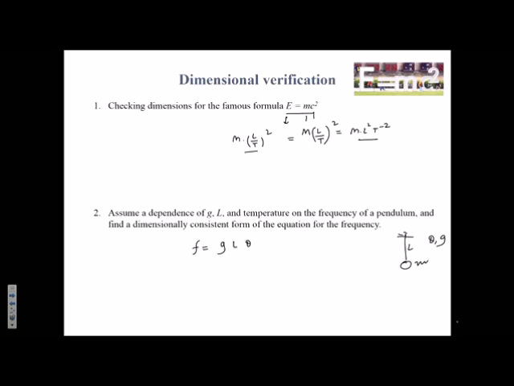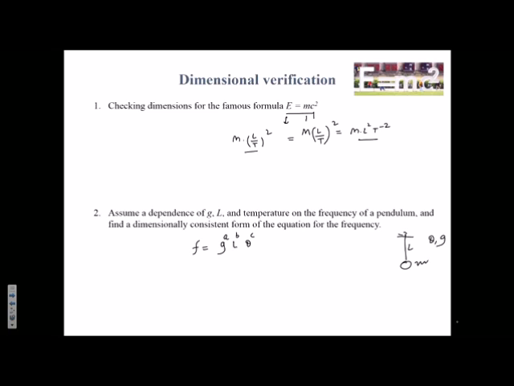But we don't know whether f is equal to g, or is it g squared, is it g cubed, or is it 1 over g, or square root of g? We don't know that, right? So let's say we have these unknown exponents for each of these quantities. So it's g to the power a, L to the power b, theta to the power c, right? And we don't know what a is, we don't know what b is, we don't know what c is, and that's something we need to find out.